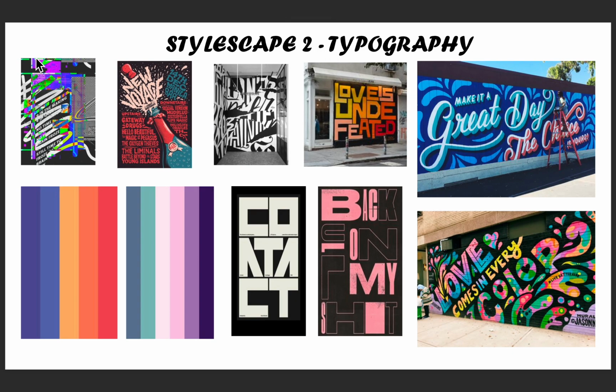My second stylescape was typography inspired. I looked into, again, large font with a variety of bright colours so that it would stand out wherever I would put it. Some of the colours I used were purples because they are representative of domestic violence, some pinks, blue and coral, as well as yellow type colours.